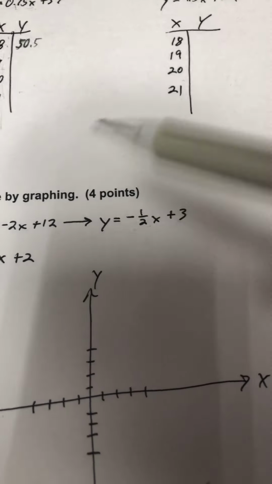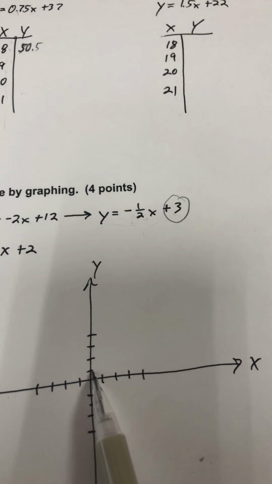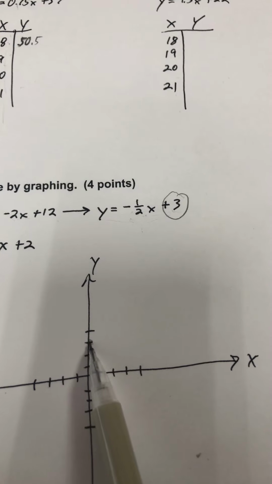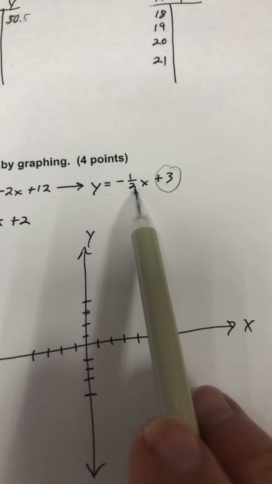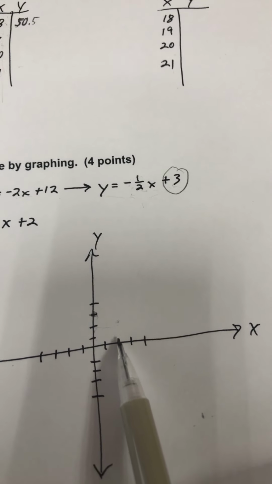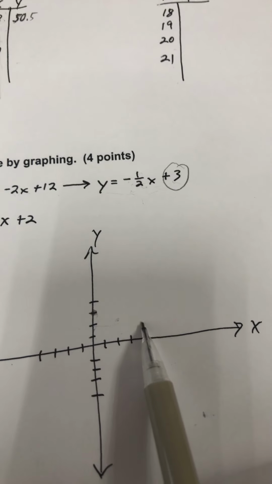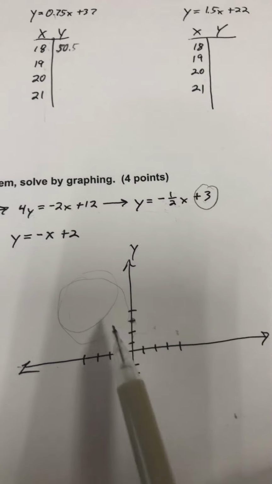This is my y-intercept, plus 3. So I'm going to go 1, 2, 3. You might want to do it on graph paper because it's going to be a little hard to see if you're doing it like I'm doing it. And then the slope is down 1 over 2. So down 1 over 2, down 1 over 2, and so forth. It's actually going to intersect back here somewhere. So, doing it on graph paper would be better.